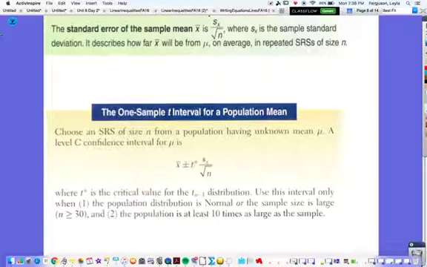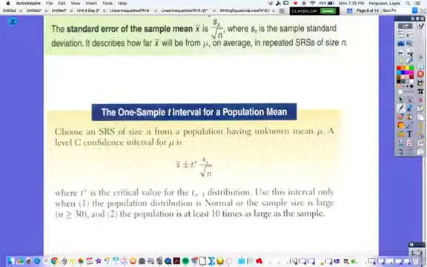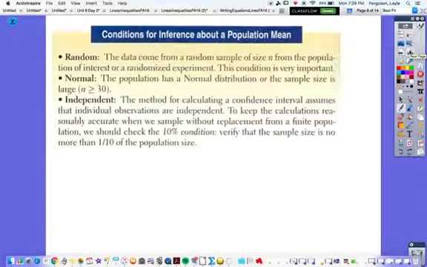Use this interval only when: 1. The population distribution is normal, or the sample size is large, which means that you are taking more than 30. And 2. The population is at least 10 times as large as the sample. So, conditions for inference about a population mean.